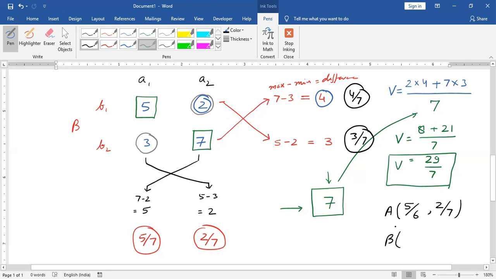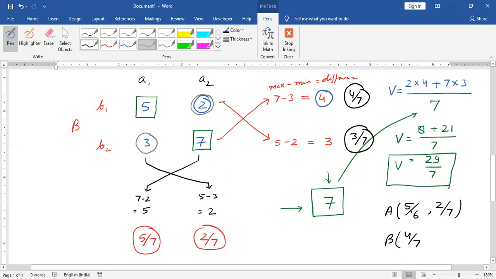Again, there are two strategies, B1 and B2. You just see the strategy in front of B1, which we calculated as 4 by 7. In front of B1 is what? 4 by 7. So it becomes 4 by 7. It is what? 5 by, not 5 by 6.